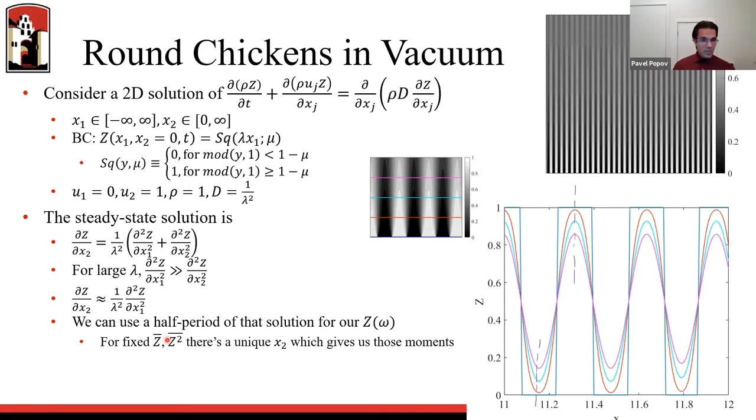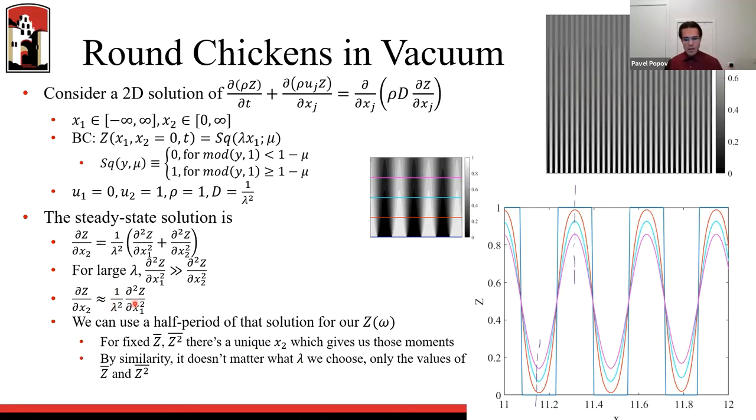If we had a fixed mean mixture fraction and a fixed average mixture fraction, there will be a unique height on this solution for which we'll be exactly matching the variance of the mixture fraction. And by similarity, it doesn't even matter which lambda we choose. So we can, without loss of generality, just choose lambda equals 1. Okay, so this is our round chickens in vacuum problem, which is solved by the new class of this distribution.